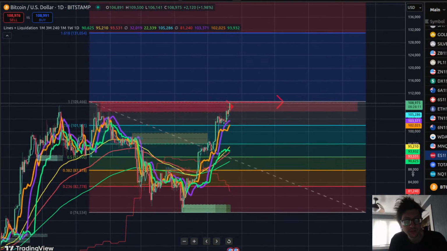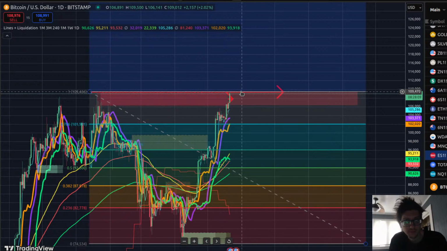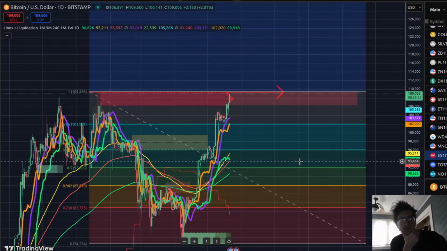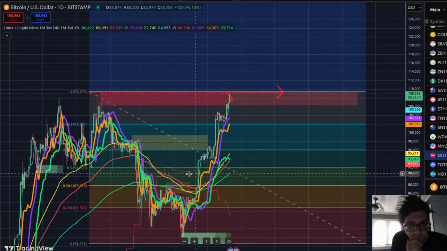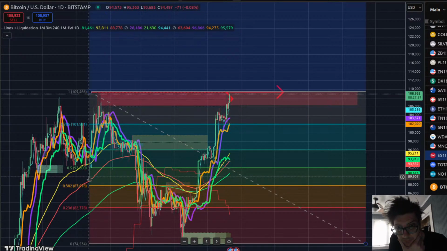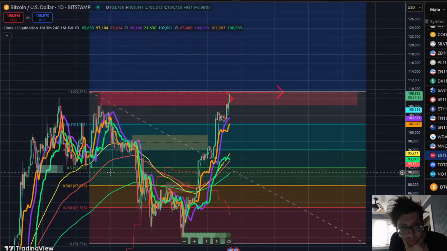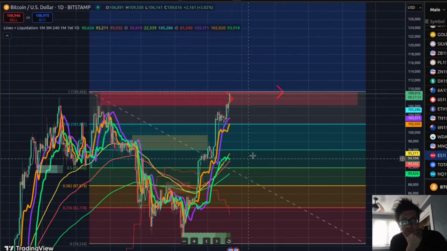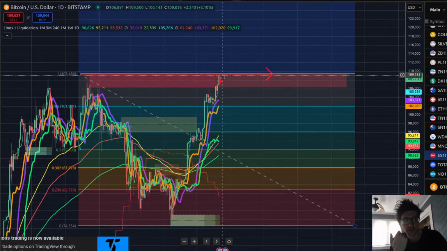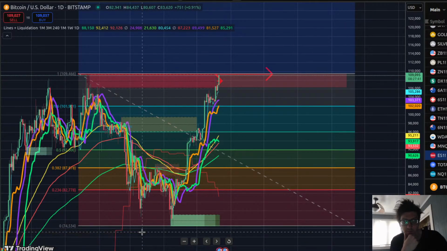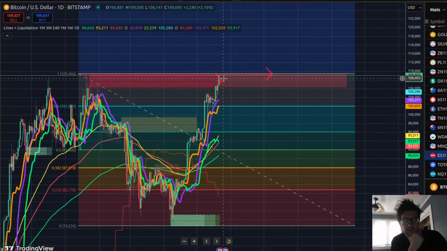And if we reject this level right here and we go back down, we're likely going to at least this level right here, this 50% fib level, which is at 92,000. So yeah, we could go to the upside or the downside. Ultimately, I think we're going to go to the upside, but we could temporarily see a correction to the downside to fake out a lot of the bullish investors.